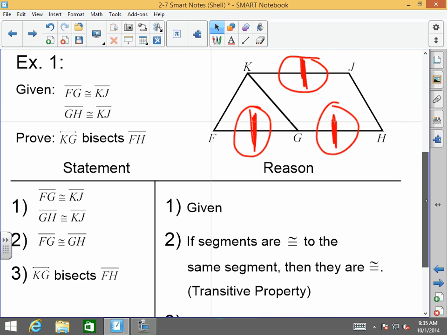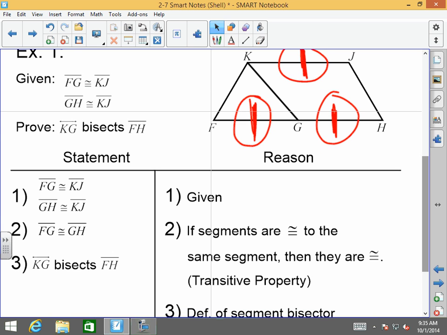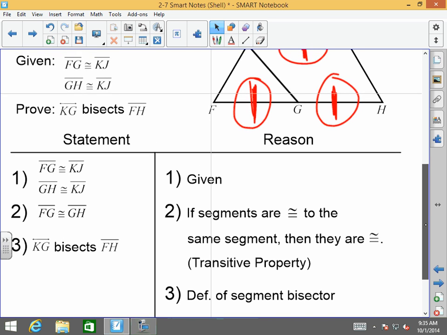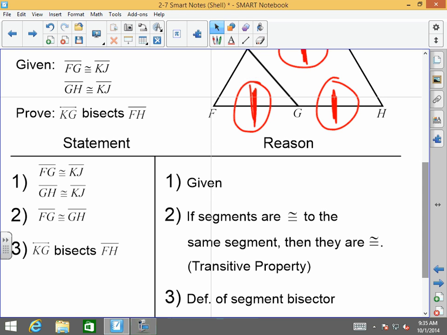Pretty cool, right? Powerful, powerful, powerful theorem. I see you guys writing, so don't worry. I'll let you get that down. This is a really, really good theorem. Transitive property is really good. Yes, sir?